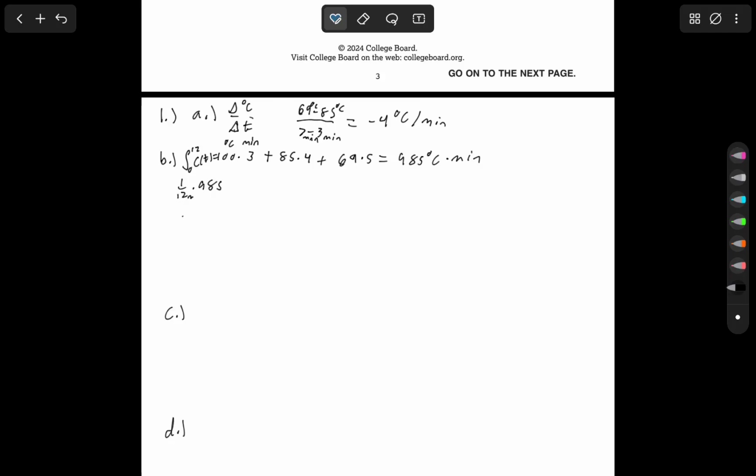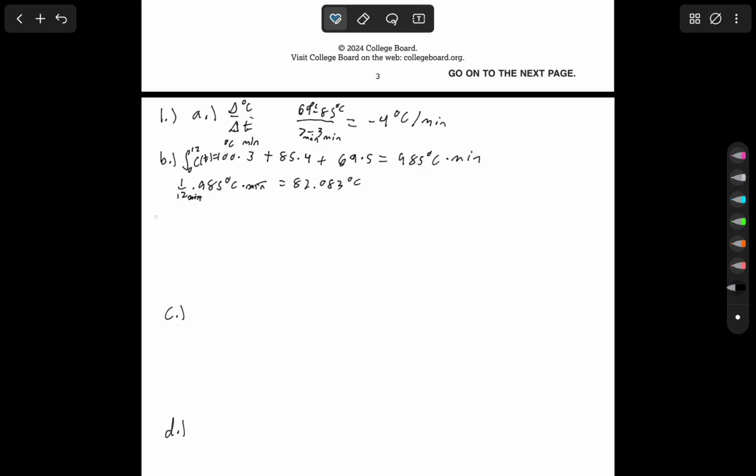This interval is in minutes, okay? And this is in degrees Celsius times minutes, so the minutes will cancel. Now we're going to get 985 divided by 12, and that's going to be equal to 82.083 degrees Celsius. Now we're going to write down the interpretation for this.